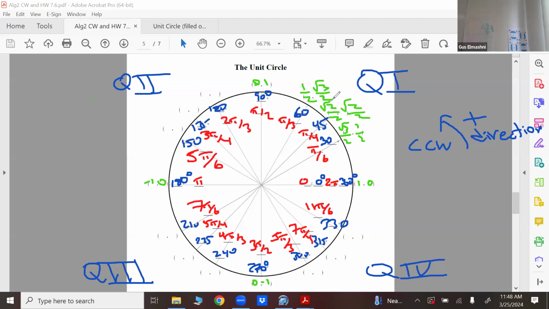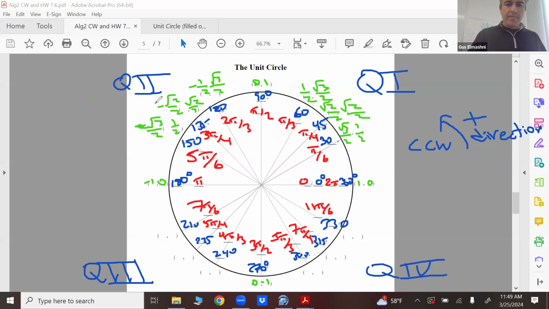Now here's the deal. All the other ones are the same thing, right? What's the only difference between Q2 and Q1? The only difference between Q2 and Q1 is what? Negative for what? X or Y. That's all it is. Just make this negative, negative root 3 over 2, 1/2. Make this negative root 2 over 2, root 2 over 2. Make this negative root 3 over 2, 1/2. There's a negative there, sorry.